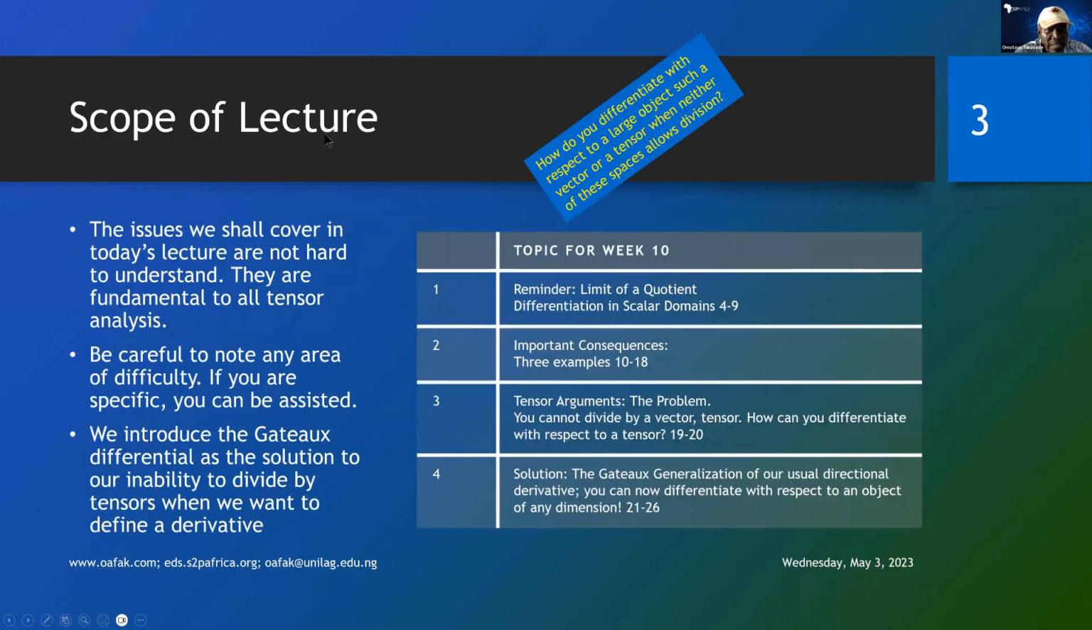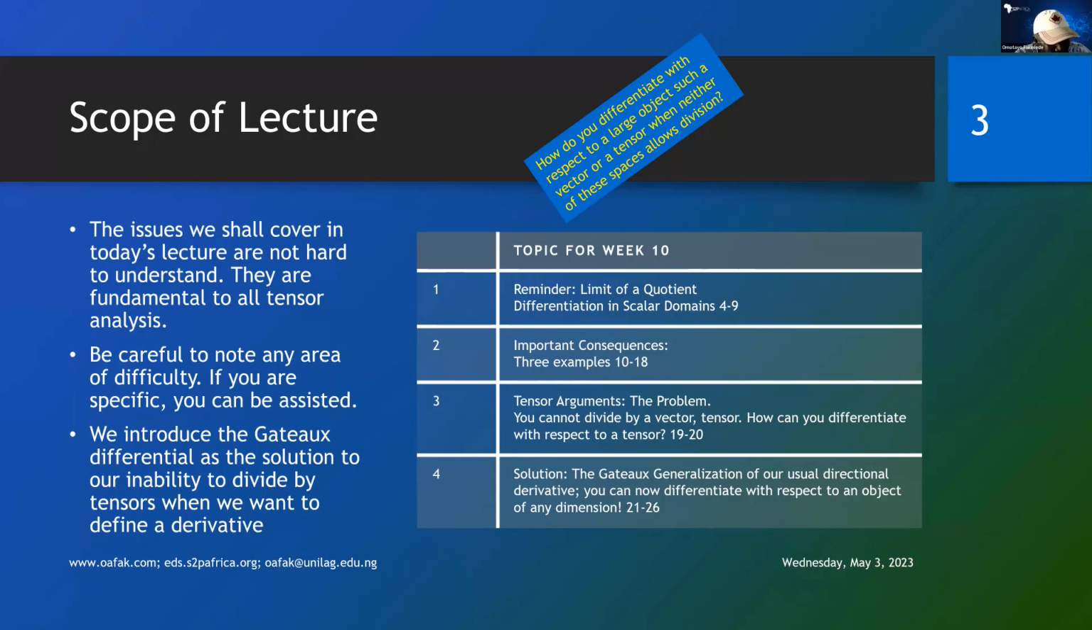So this is the scope of this lecture. The issues that we are covering are not hard to understand. They are fundamental to all tensor analysis. They are not hard, but you must pay attention. Be careful to note any area of difficulty, and if you are specific, you can receive assistance.